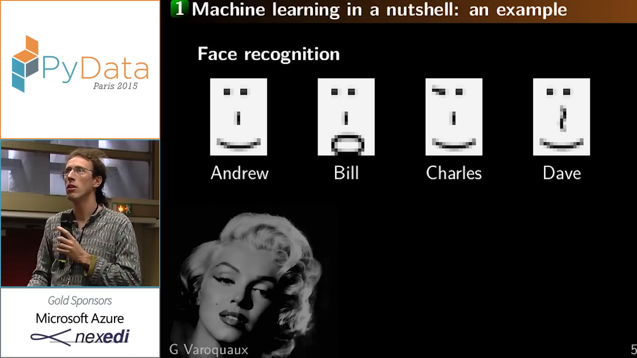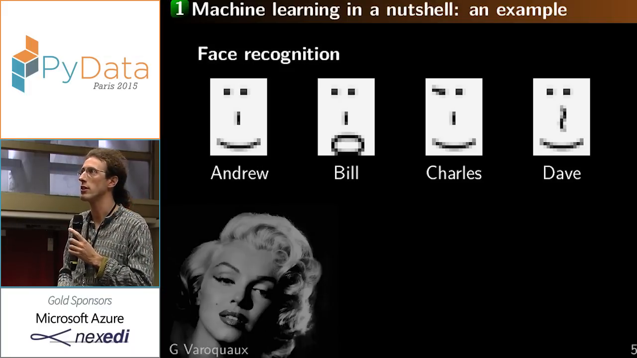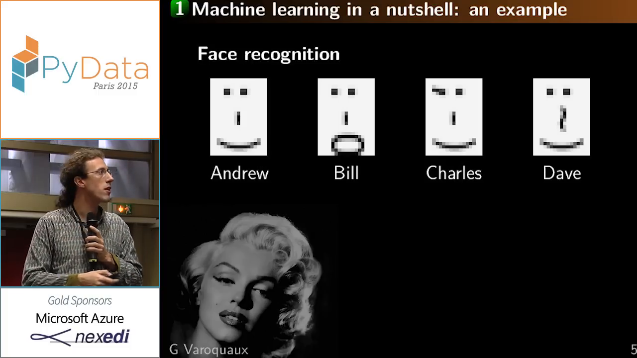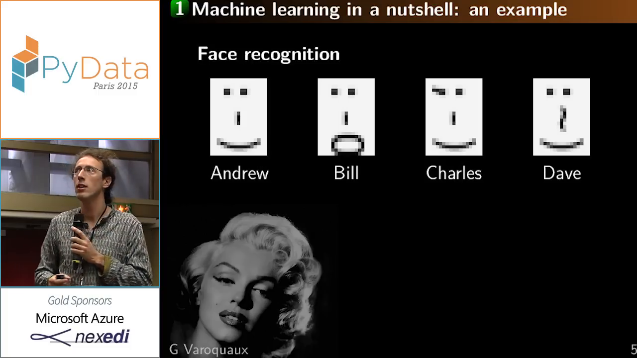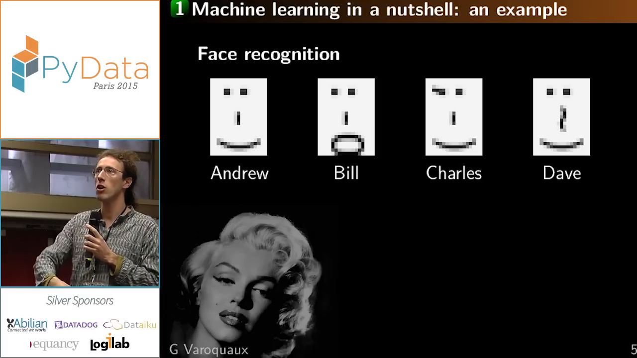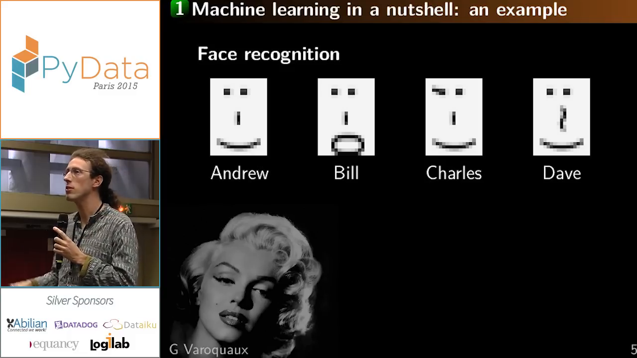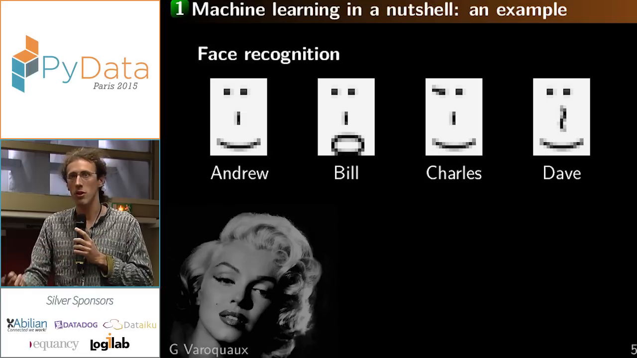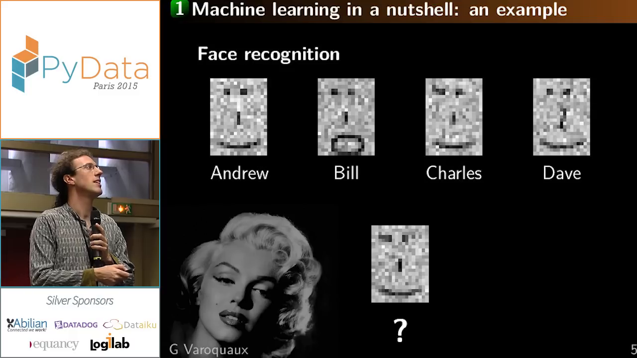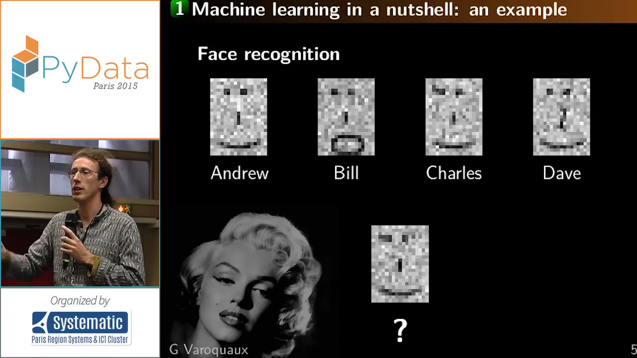One example: you came back from vacation and you have photographs of your friends. You know that you were on vacation with Andrew, Bill, Charles, and Dave, and you want to train a machine to recognize your friends. This machine is called Facebook these days, but this is a machine learning problem. The problem is, it's more like this, you know, it's not a perfect picture of your friends.